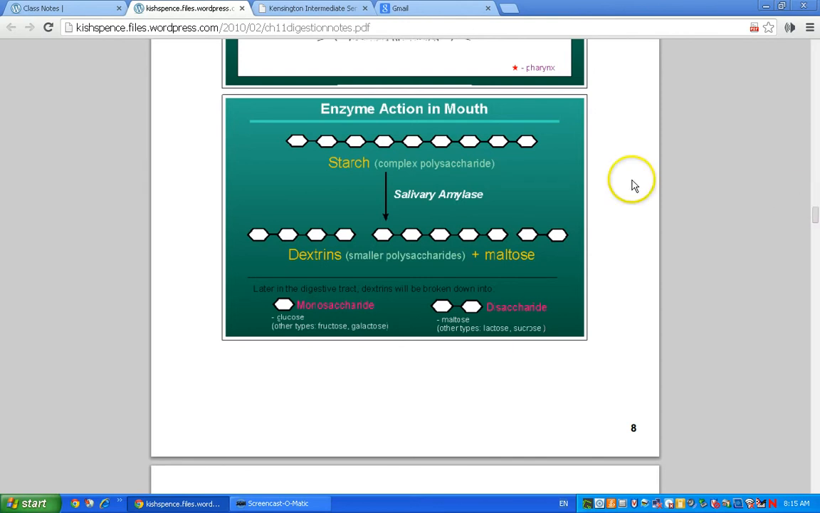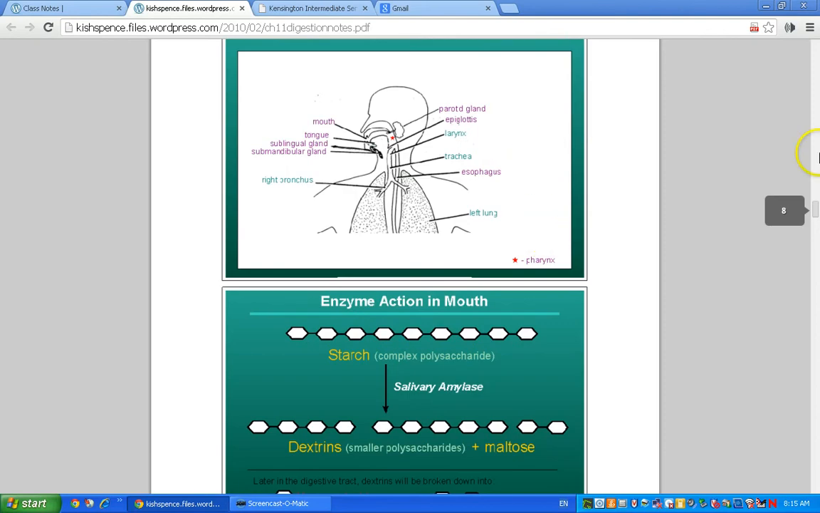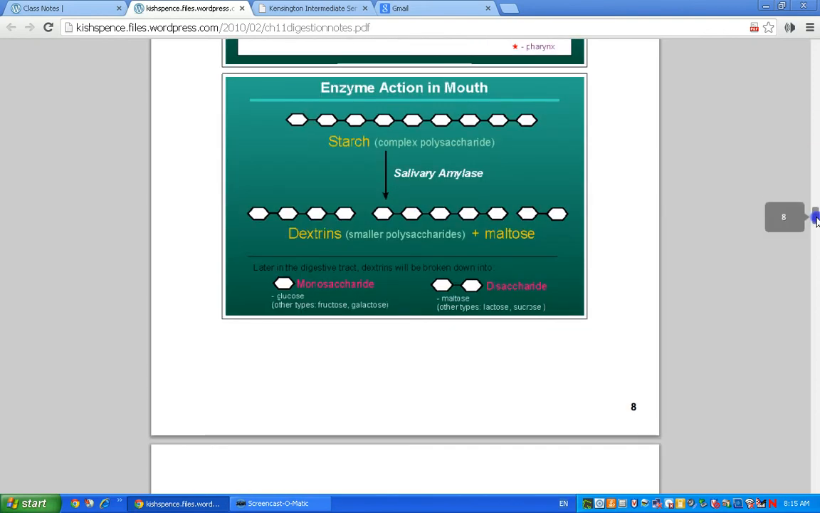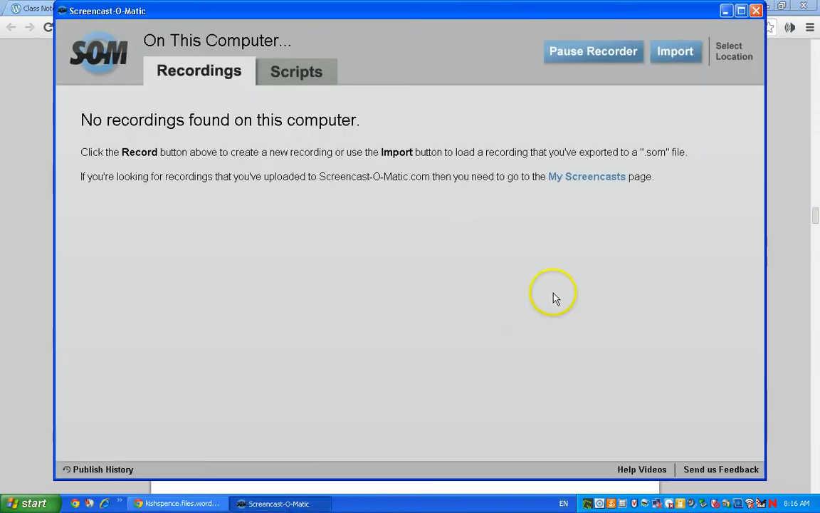So we start off with a complex polysaccharide, like starch. Okay, so that means it's got a whole bunch of monosaccharides stuck together. So we call it a polysaccharide, and it's a complex one, so it's really long. And it's broken down into smaller polysaccharides called dextrins.